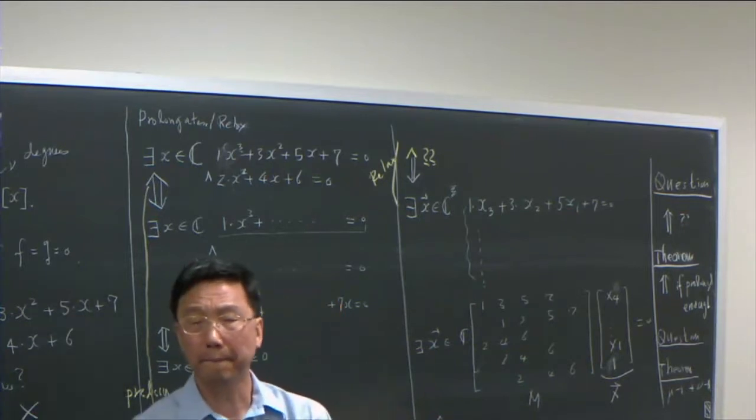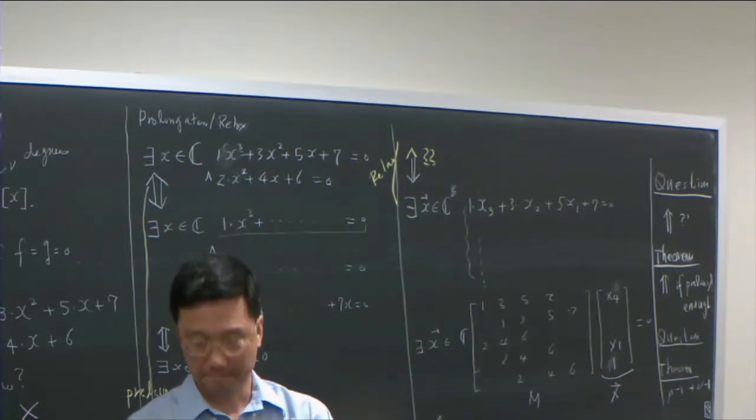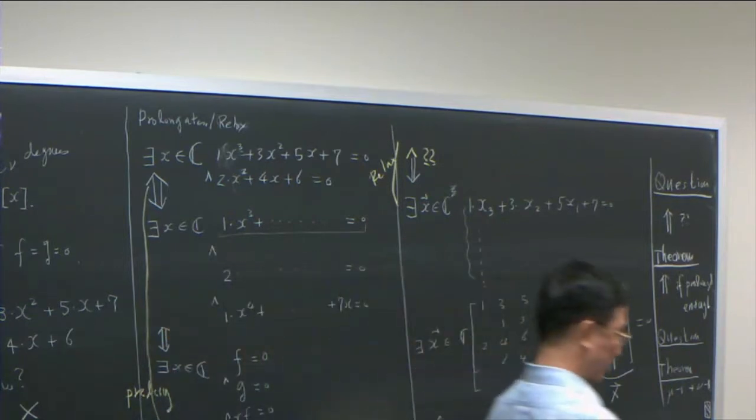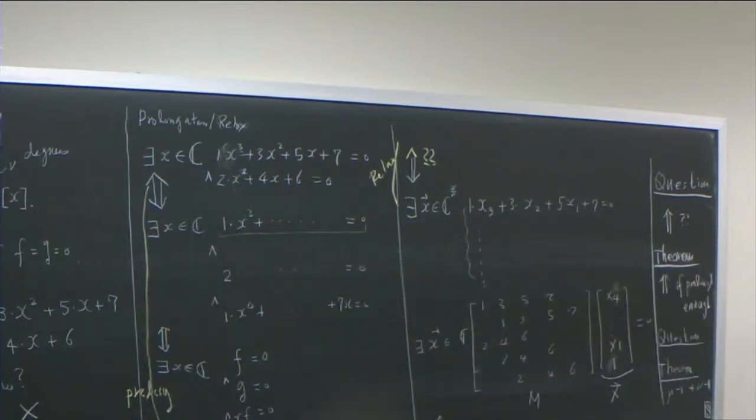And won't you be able to see that bound from computing the GCD? That mu minus 1 plus mu minus 1. That's correct. Absolutely correct.